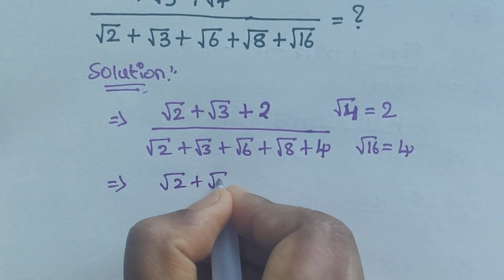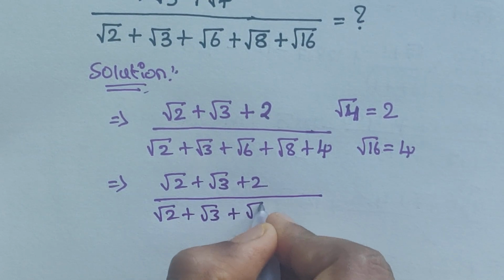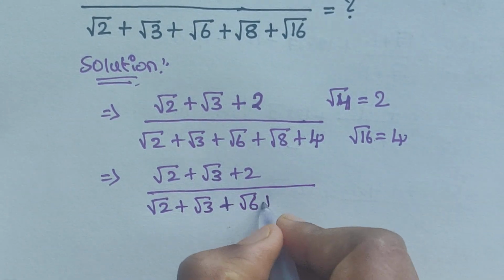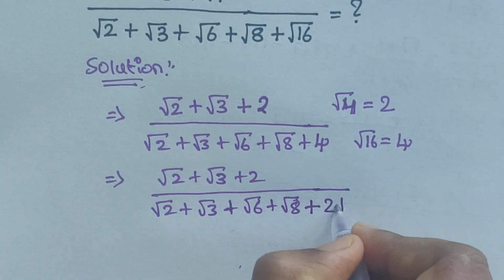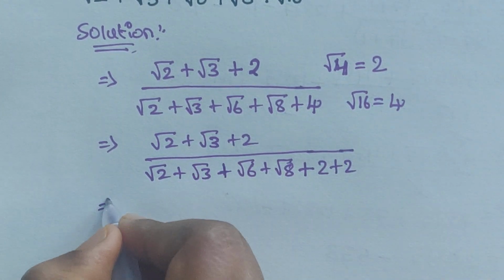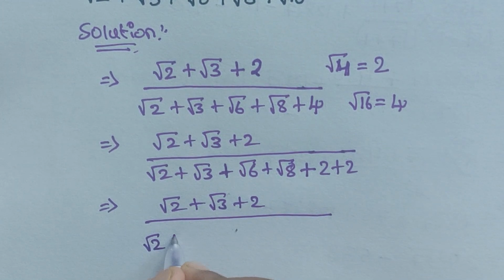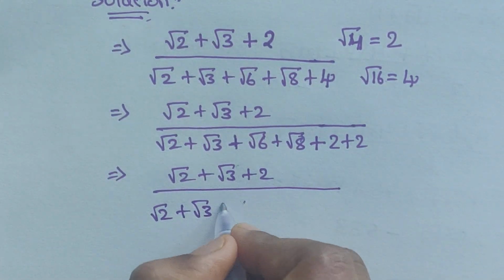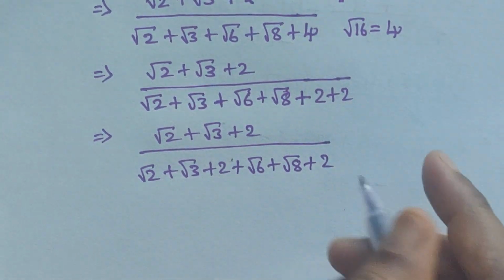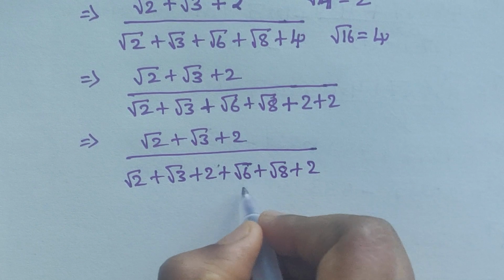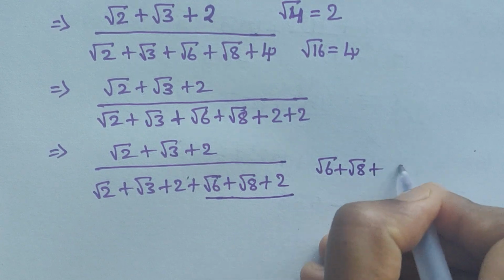So now, square root of 2 plus square root of 3 plus 2, divided by square root of 2 plus square root of 3 plus square root of 6 plus square root of 8 plus 4. Here 4 we can write as 2 plus 2. So now, square root of 2 plus square root of 3 plus 2, divided by square root of 2 plus square root of 3, I'm writing this 2 here, plus 2, plus square root of 6 plus square root of 8 plus 2. Now see these calculations: square root of 6 plus square root of 8 plus 2.